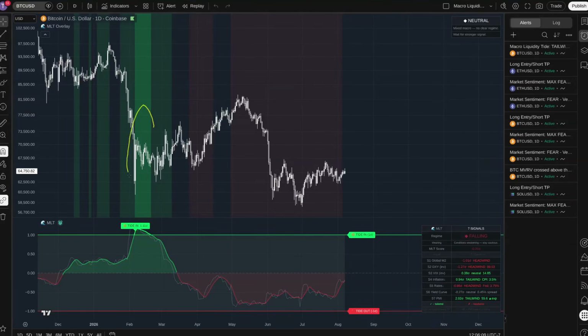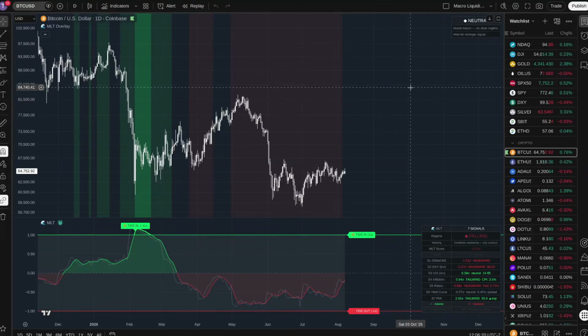When we see bright green in the background and on the oscillator, it has moved over the green line at a value of 1 or higher, this is likely to be an ideal entry opportunity to dollar cost average into Bitcoin for the long term.